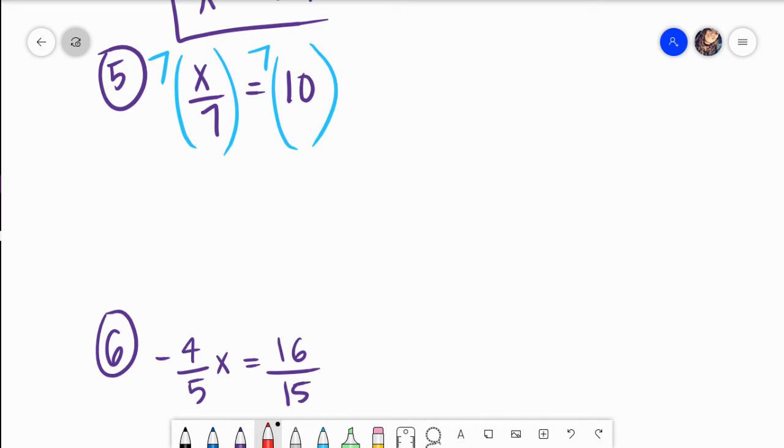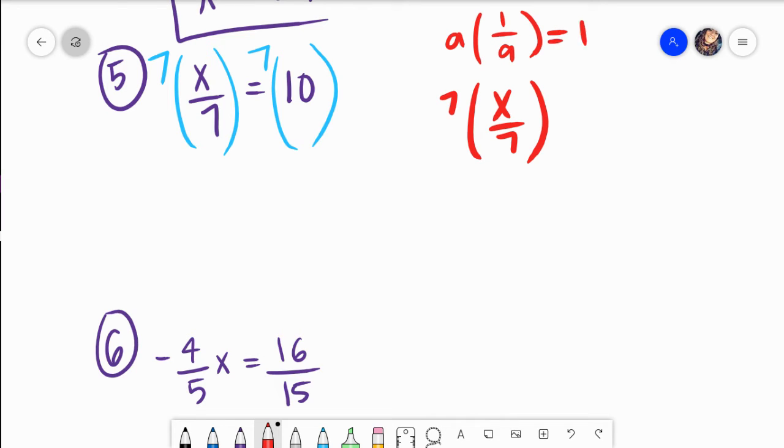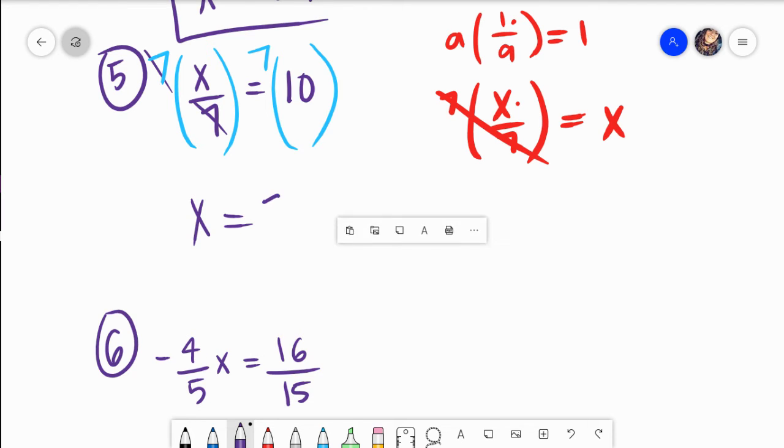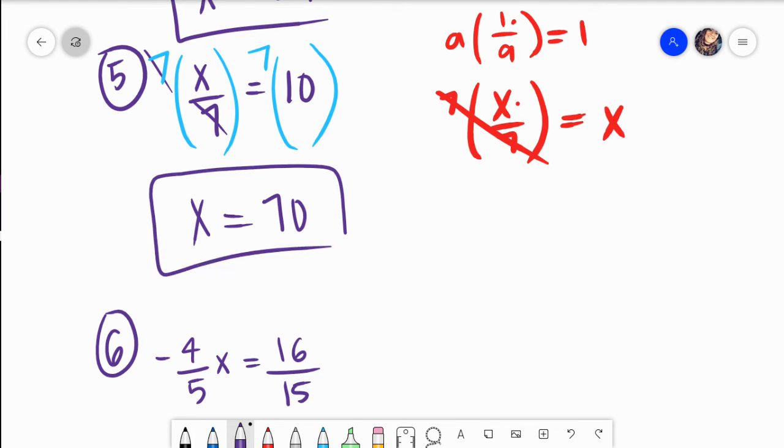I'm going to pull this over here, y'all. If you do 7 times x over 7, that is the same thing that I showed you with the multiplicative inverse, right? But here, instead of 1, what I have is my x. My 7's cancel, and I'm just left with x, which is what I want. 7's cancel, left with x equals 7 times 10 is 70.